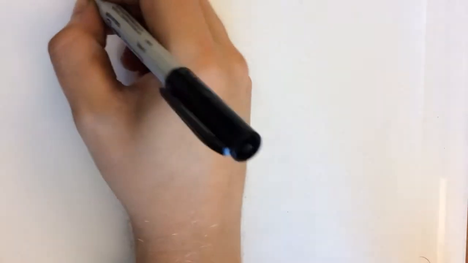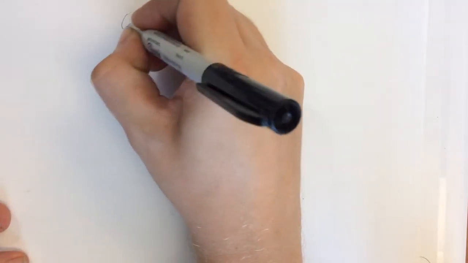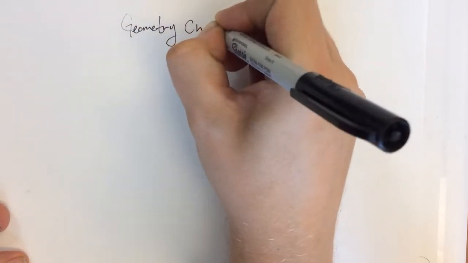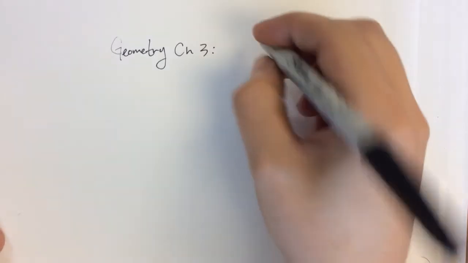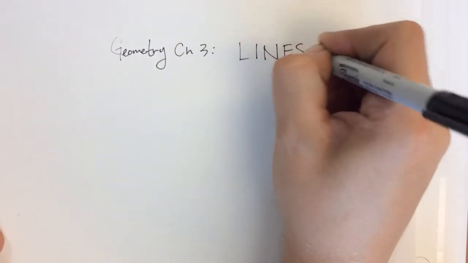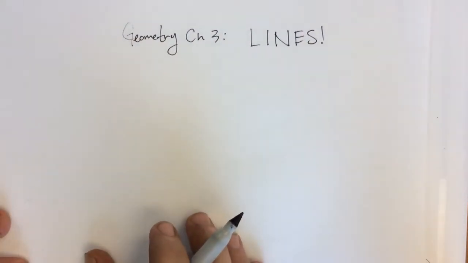So I want to give you an introduction to Chapter 3, which is a discussion of parallel and perpendicular lines. I'm just going to call it, lines with one exclamation point because we're excited about lines.